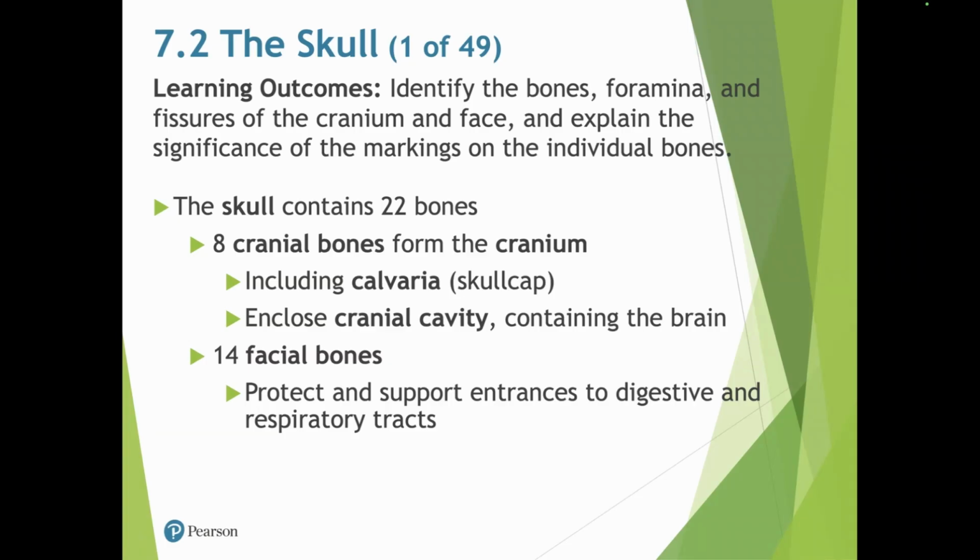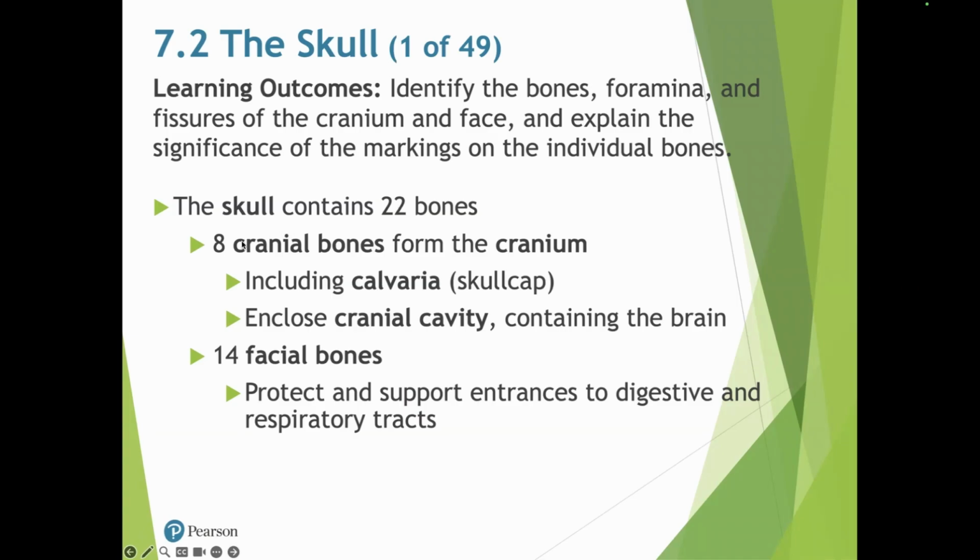We talked about all of the numbers, so I'm not going to keep repeating myself on the numbers, but we really should know and understand how to identify the bones, the foramina, which are the small holes. You could also call them foramen. It really depends on the diameter of the hole. Sometimes they're used interchangeably, depending on the source that you're looking at, and it's fine. And also fissures of the cranium and the face. You should be able to explain the significance of the individual markings of those individual bones. And so we talked about the skull having 22 bones.